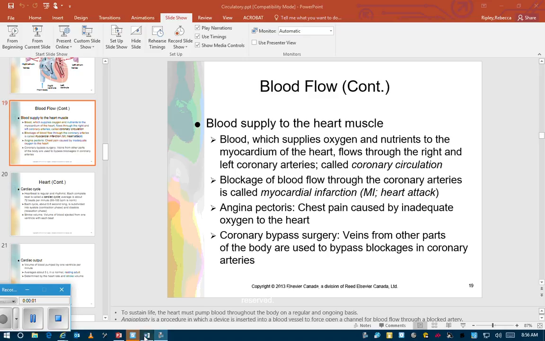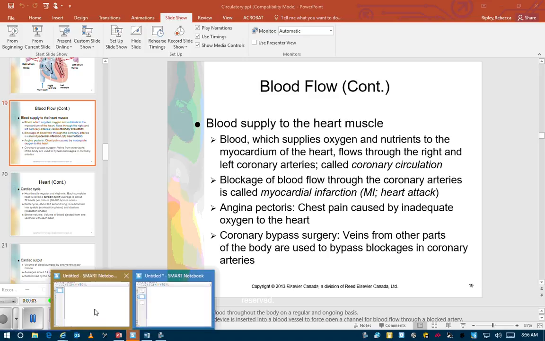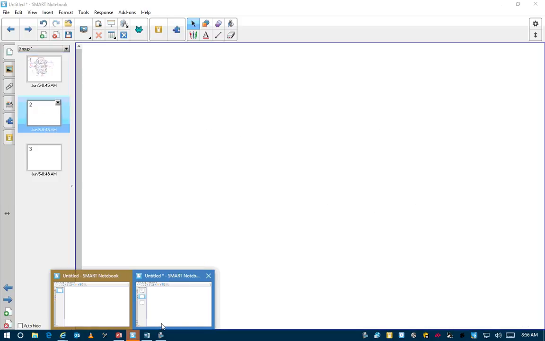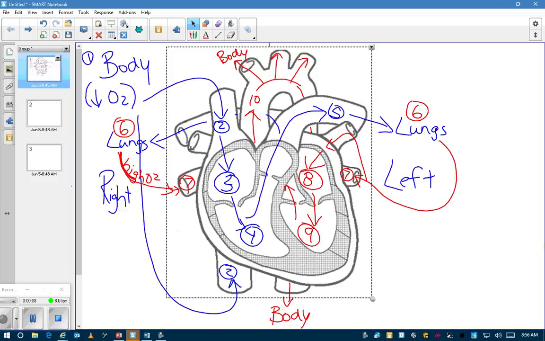Okay, if we go back here and look at our hearts for a second again. Where's our heart? So when this oxygenated blood is coming off and going to the body, the heart's a muscle that also needs its own blood. So on the outside of the heart muscle, you're going to find arteries there.